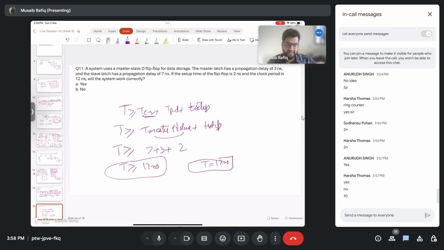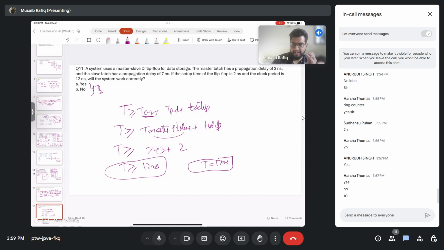But it is working at the brim, just at the edge. So even if there are slight variations, there is no room for variability. So it may not be robust. To be honest, I don't know what you should write for this type of question, and it would definitely not be asked in your exams.